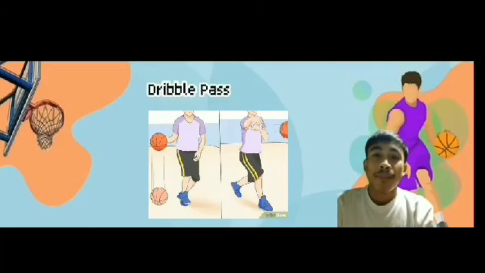Then the dribble pass. The dribble pass is used to quickly pass the ball with one hand off the dribble. This is an air or bounce pass. The most common player to do this is Steve Nash, the coach of the Brooklyn Nets as of today.